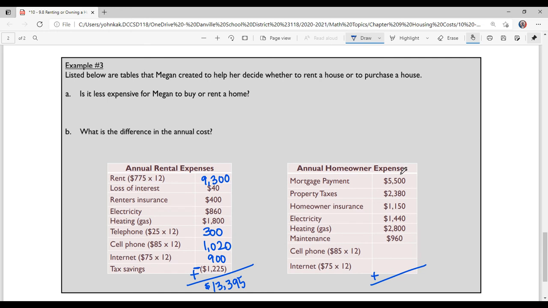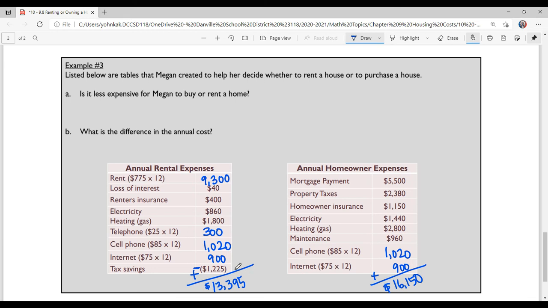If we go over here to the annual homeowner expense table, we have mortgage payments of $5,500. Property taxes are $2,380. Homeowners insurance, $1,150. Electricity and gas, $1,440. Heating and gas, $2,800. Maintenance is $960. Cell phone is 85 times 12. We did that on the rental side. That's $1,020. And internet is 75 times 12. We did that as well. That's $900. So if I add all this up, I get $16,150.